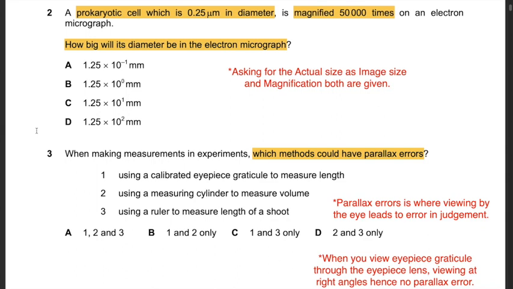And if you use the formula magnification is equal to image size upon actual size, you can find out the image size. And if you substitute in the values given, you will get the image size as 1.25 × 10^1 millimeter. Therefore, the answer is C.